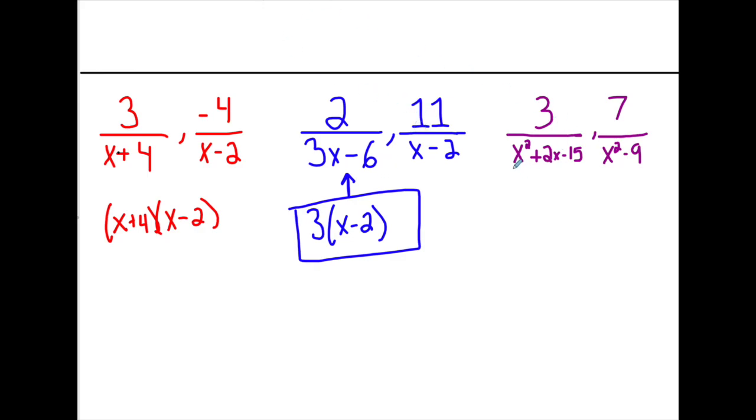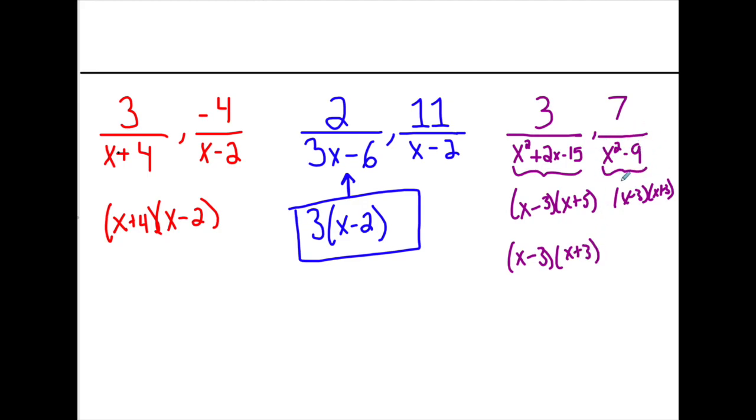Finally, you're going to see situations where you might need to factor a couple of things. So this is x minus 3, x plus 5, and this is x minus 3, x plus 3. You can see they share this x minus 3. So we need an x minus 3 and an x plus 3, which will be a multiple of x squared minus 9. I've already got the x minus 3, so I'm good here. So I add in an x minus 5.